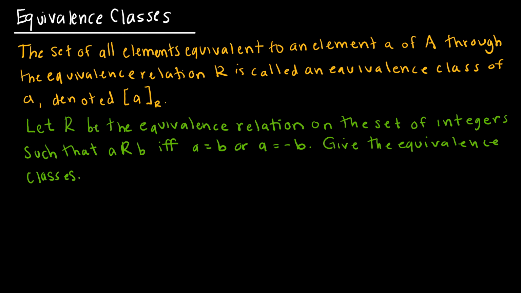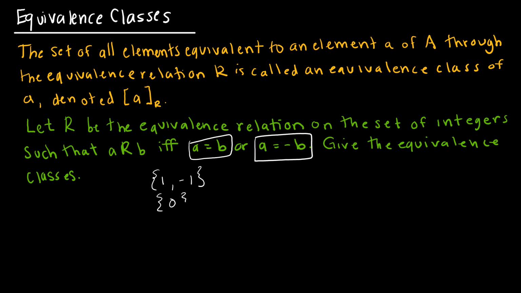Often when we are talking about equivalence relations, we talk about equivalence classes. And an equivalence class is essentially just a grouping or a set of all elements that are related through a relation. So for instance, if R is the equivalence relation on the set of integers such that A is related to B if and only if A equals B or A equals negative B, and they want us to give the equivalence classes, let's think about what would happen here. If I'm taking A equal B and A equal negative B, then things that would be related is 1 is related to itself and also related to negative 1. These things would be grouped together.